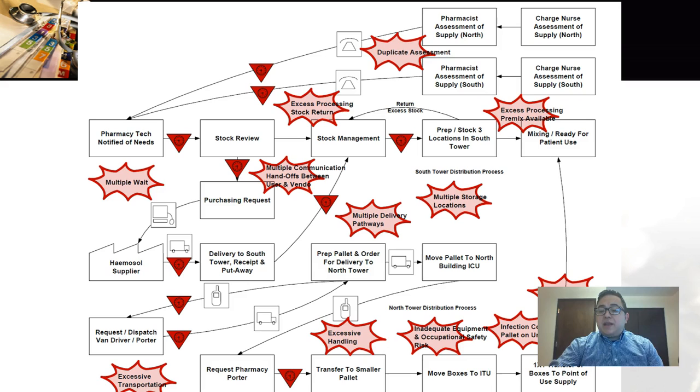Throughout the process, you can now see waste called out very clearly in red starbursts, indicating many different types of wastes, and red triangles indicating waiting time waste in particular. As you can see, the process for a patient to request meds and receive meds at this facility is very convoluted and full of waste.